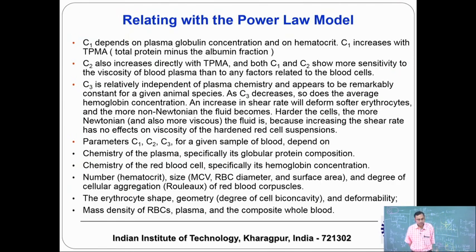C1 depends on the plasma globulin concentration and hematocrit. C1 increases with a parameter called TPMA, total protein minus the albumin fraction. Similarly, C2 also increases directly with TPMA. C3 is a relatively independent parameter in the sense that it does not depend so much on the plasma chemistry and appears to be remarkably constant for a given animal species.